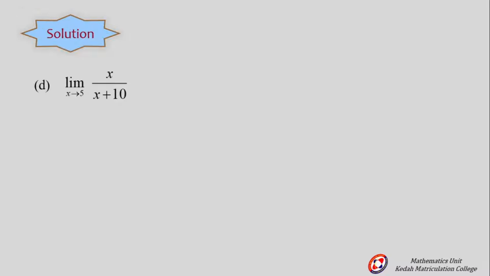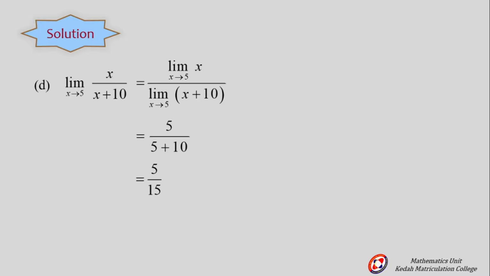Question D, limit of x over (x plus 10) as x approaches 5. For this example, we apply the quotient rule. So we can write it as the limit of x as x approaches 5 over the limit of x plus 10 as x approaches 5. Then we substitute x equal to 5 into x and x plus 10. We have 5 over 5 plus 10, and we get 5 over 15. Simplified, it is 1 over 3.